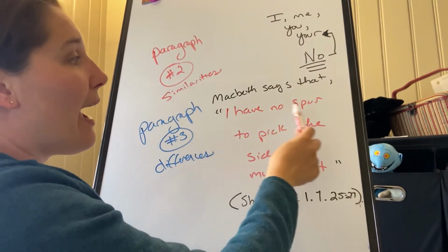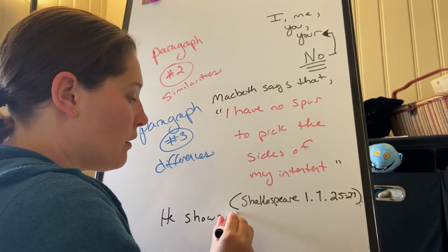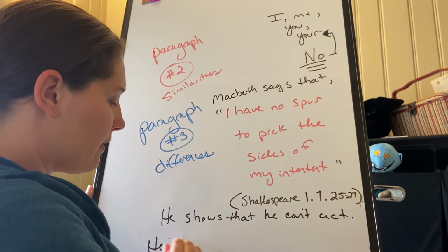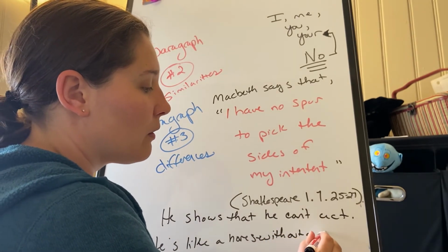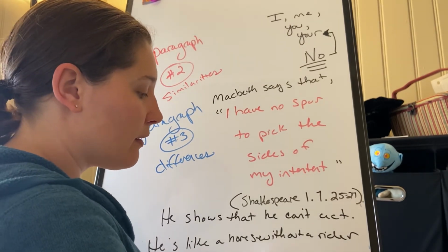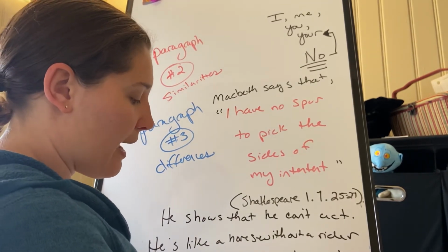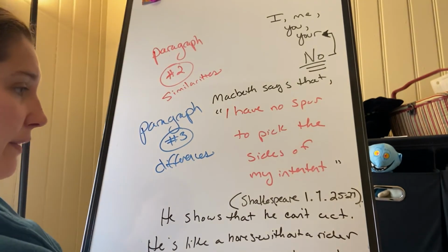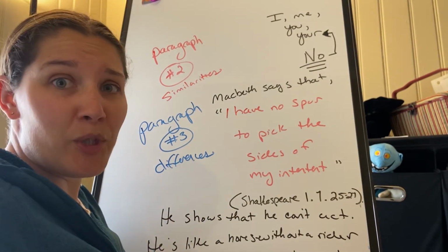So Macbeth says that, "I have no spur to prick the sides of my intent." He shows that he can't act. He's like a horse without a rider, and cannot realize his goals without a stimulus. Okay, so again, there are 2 sentences right there. This is one more at the beginning, and you're done.